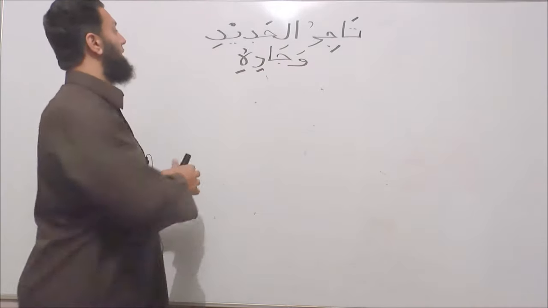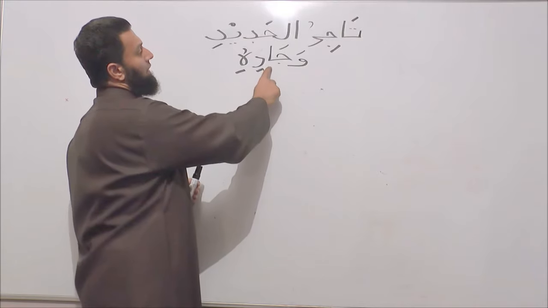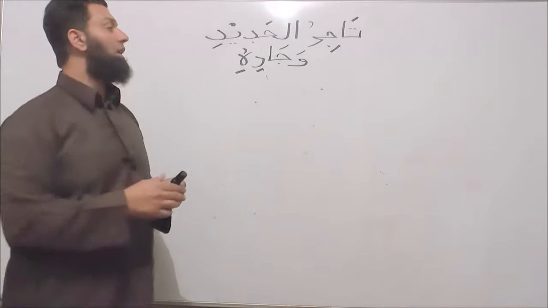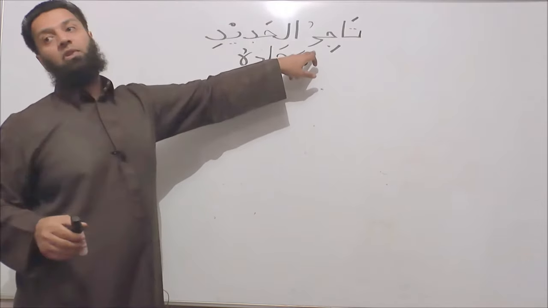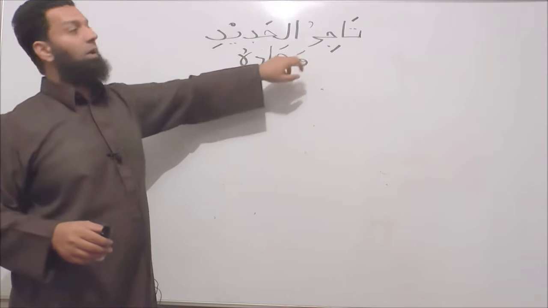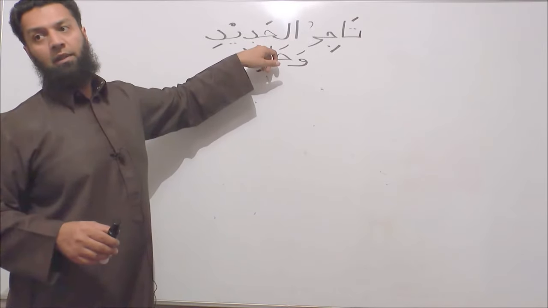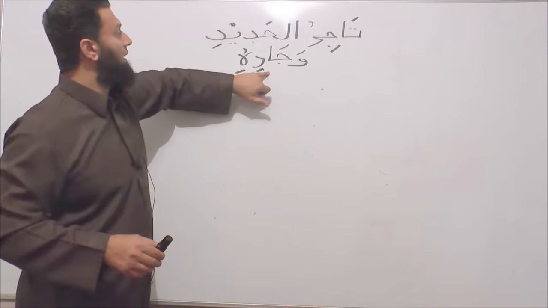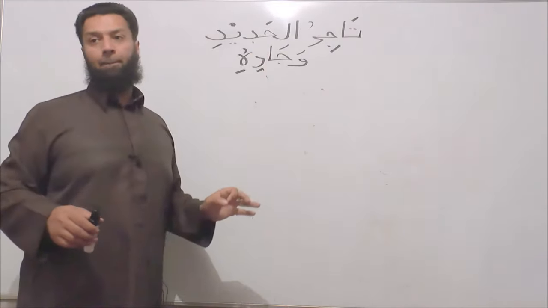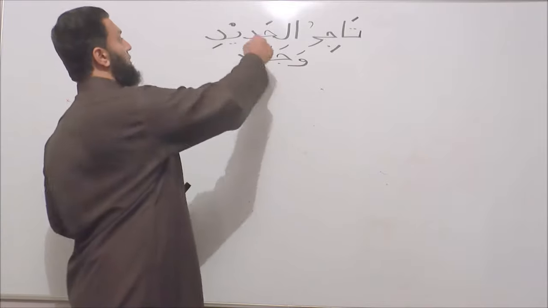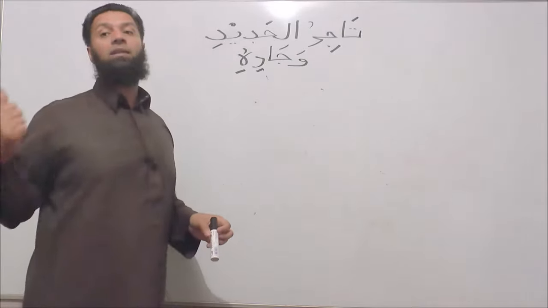if we take that into consideration, therefore, wa now connects jar to which of two words? Either it connects it to tajiru or it connects it to al-hadid, right? If jar is connected to tajiru, there's going to be a dhamma on it, and it's going to mean tajiru al-hadidi, the iron trader, wajaruhu, and his neighbor.